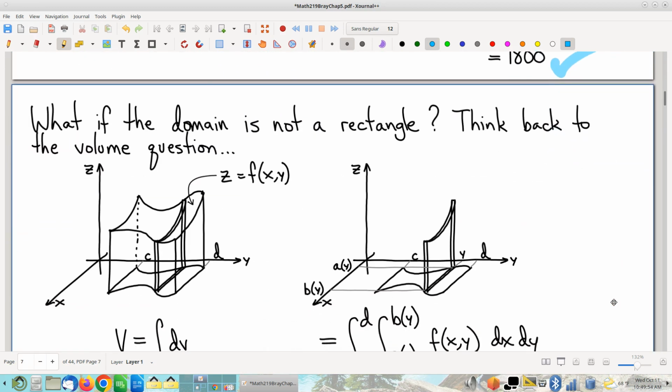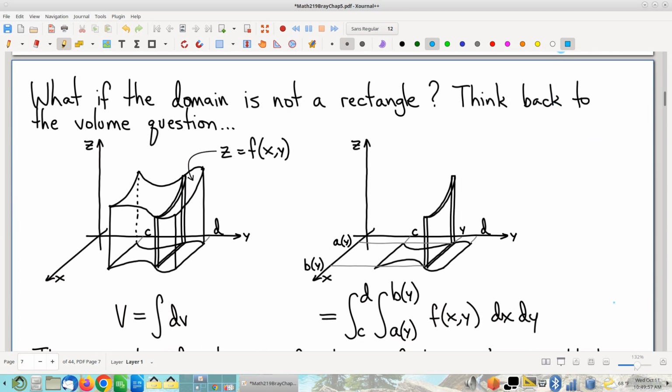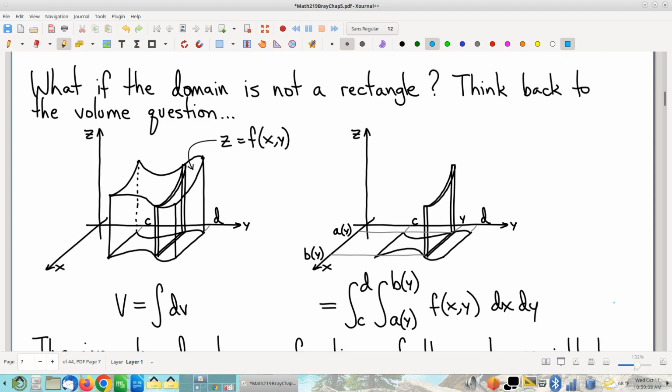Okay. So, to your question, I believe, what do we do if the domain's not a rectangle, and how does that change things? Good news, bad news. Good news is it doesn't change it very much. Bad news is there is a difference that is going to make things harder in practice. But let's go through the process if the domain's not a rectangle, and let's go back to the volume question, since it is a nice visual aid to think about volumes when we're doing this kind of thing. So let's compute this volume.